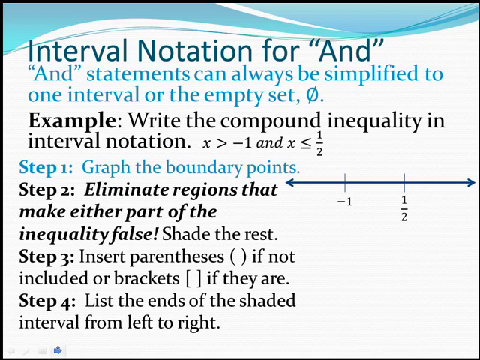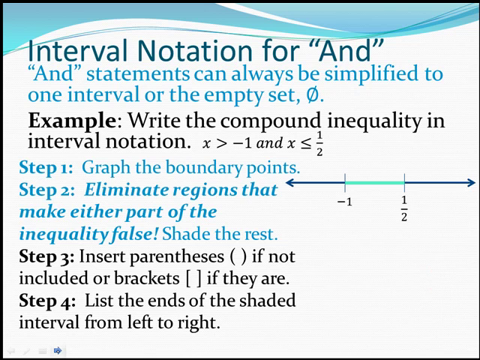Now remember, and statements only include those intervals that make both statements true. So we want to eliminate any regions that make either part false and shade the rest. In this case, we're going to eliminate anything less than -1 because it makes the first inequality false, and anything to the right of 1/2 because it makes the second inequality false. We're going to discard those, and what's left is what we shade.